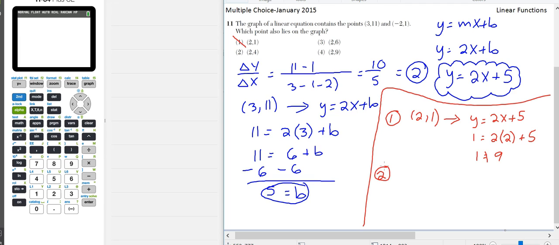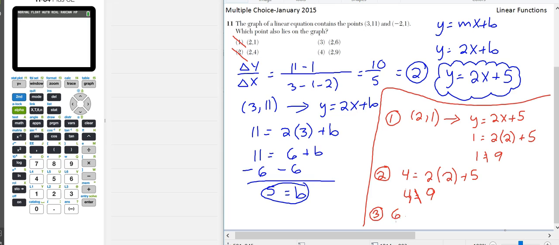We're plugging in the point (2, 4). So for y, we're plugging in 4. For x, we're plugging in 2. Then plus 5. Is 4 equal to 2 times 2, which is 4, plus 5, which is 9? Since 4 is not equal to 9, choice 2 does not make the equation true, and choice 2 is not the answer. Choice 3. We're plugging in the point (2, 6).